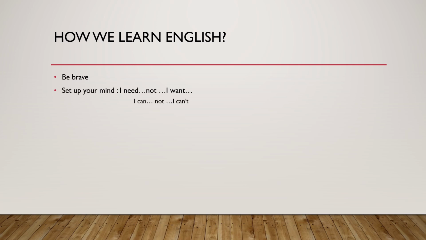Okay, and then set up your mind. Okay, don't think that you don't want to. Set your mind with "I need," not "I want." Okay, I need it for my life, not I want, because need is a word of higher quality meaning than want. Okay, and say "I can," not "I can't." Okay, because if you say and believe yourself that you can, you will get everything that you want to achieve. Okay, and then adding vocabulary.